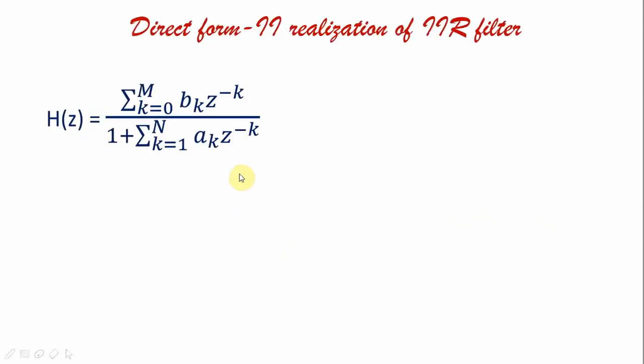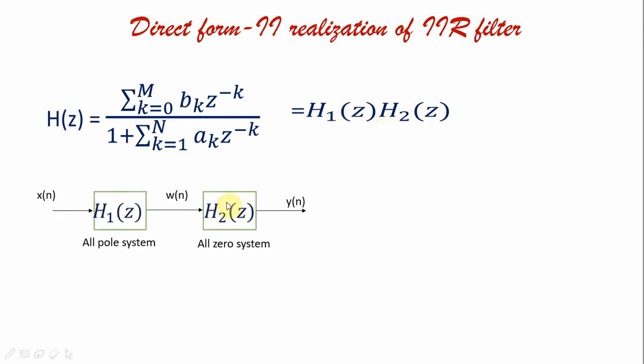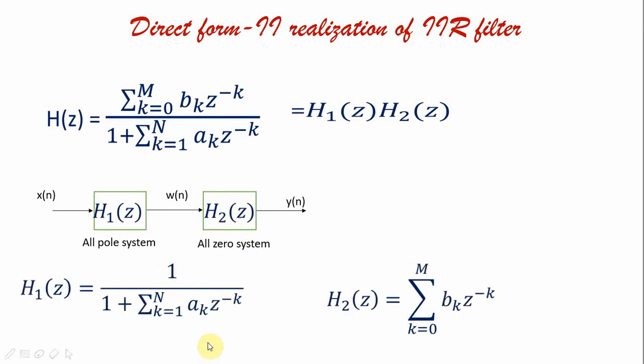So next, let us take the direct form 2. Consider the same transfer function H of z in the pole-zero form, and again divide it into two subsystems in cascade, H1 of z and H2 of z. But while choosing H1 of z and H2 of z, we reverse the conditions here. So H1 of z we take as the all-pole system, and H2 of z as the all-zero system. So H1 of z now is 1 over 1 plus all the poles of this H of z, and H2 of z consists of all the zeros of this H of z.